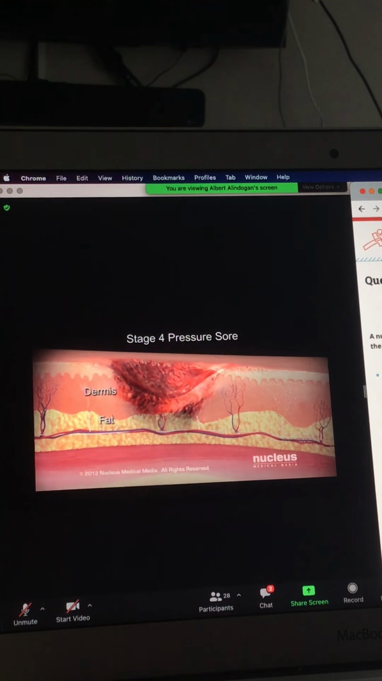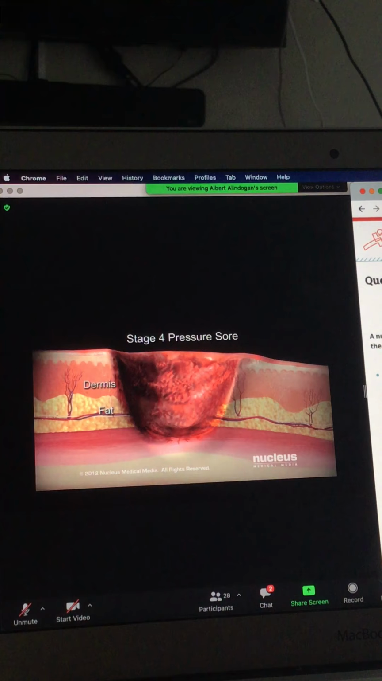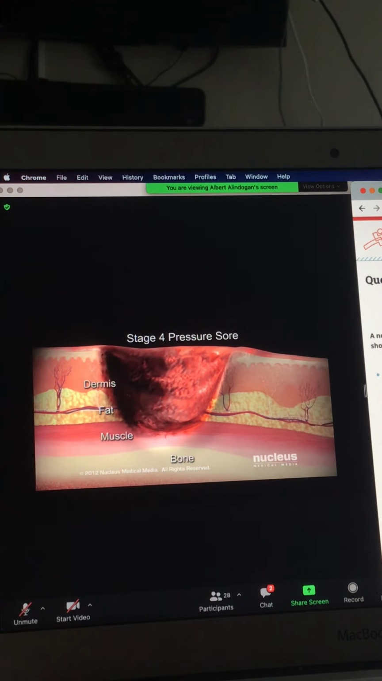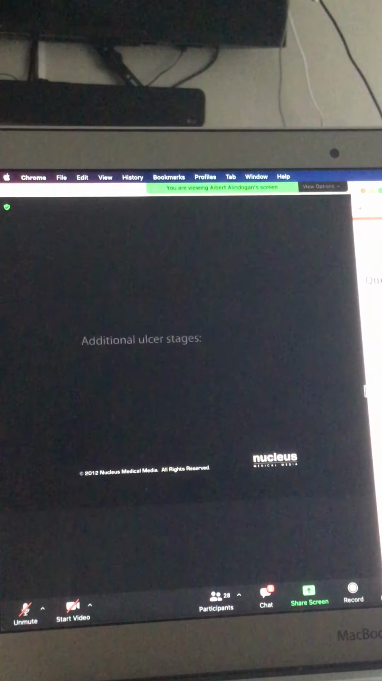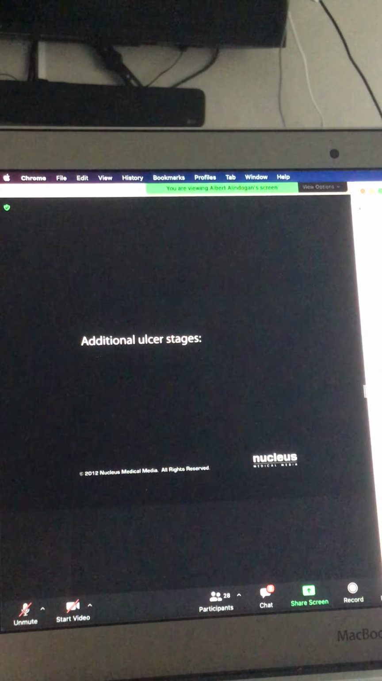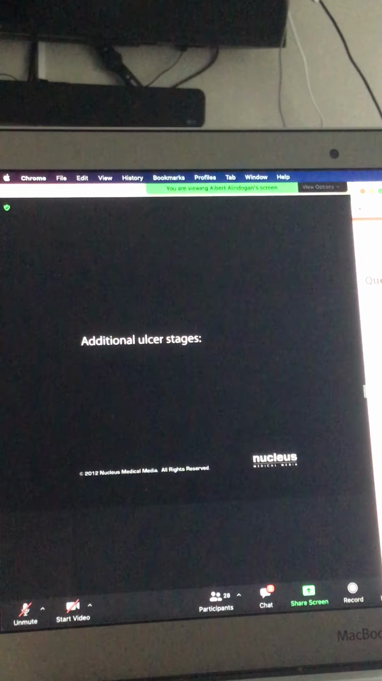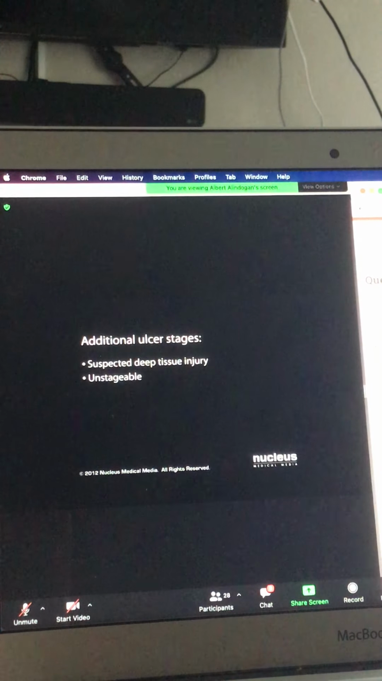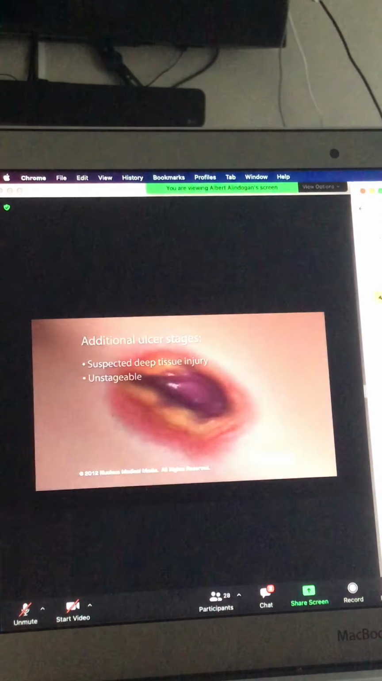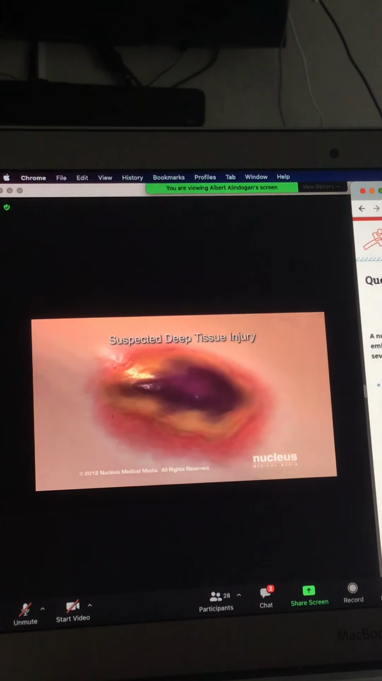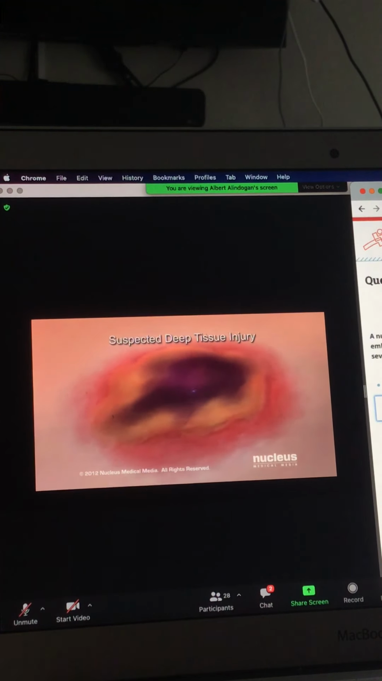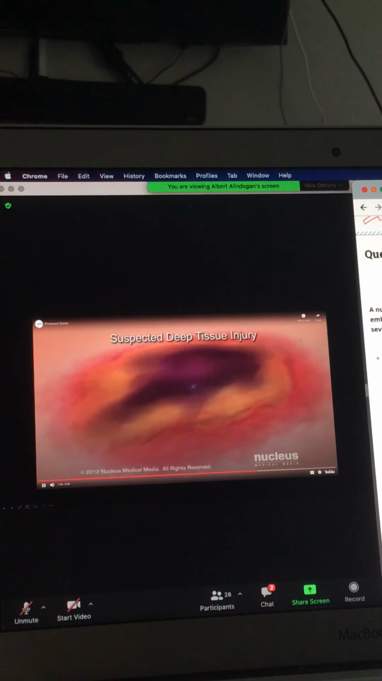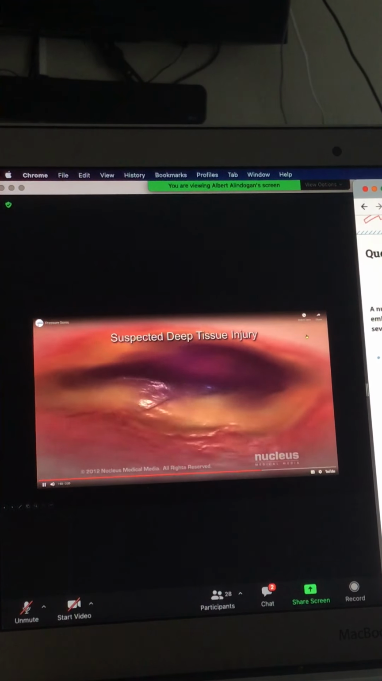Stage 4 is the most severe. A stage 4 ulcer is a full thickness wound that extends down to the underlying muscle or bone. In 2007, the National Pressure Ulcer Advisory Panel added 2 more ulcer stages: suspected deep tissue injury and unstageable. Suspected deep tissue injury is a maroon or purple area of the skin and may contain a blister filled with blood. It looks like this because of damaged soft tissue underneath your skin.